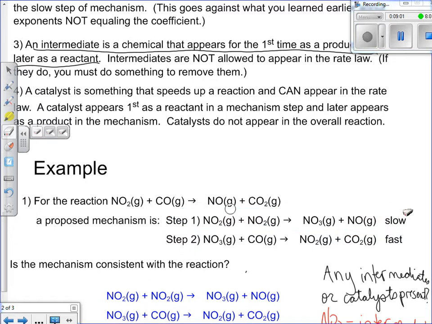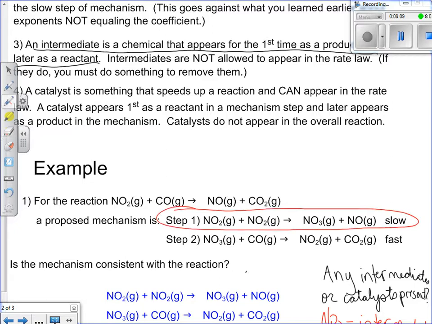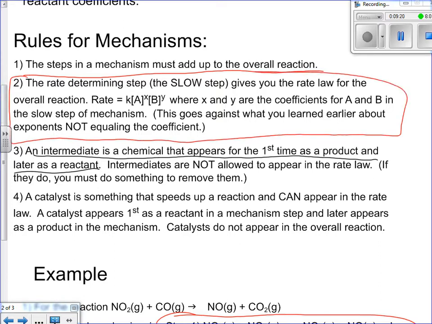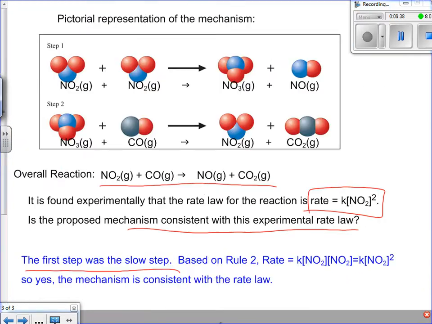Pause. So I'm going back here to step 1 is the slow step. And according to our rules, rule 2, right here: the rate determining step gives you the rate law for the overall reaction. And we just use the coefficients in the step of the mechanism that is the slow step, and we put those coefficients as the exponents. So let's look.